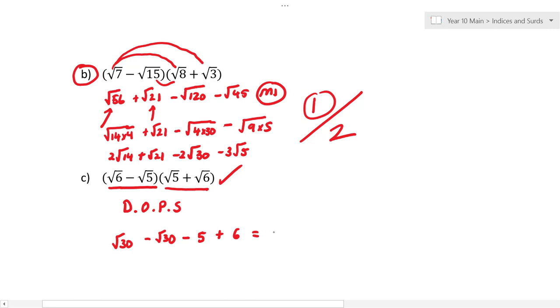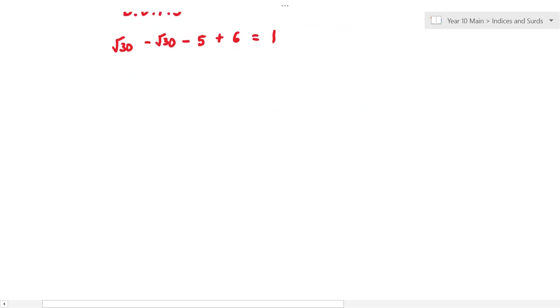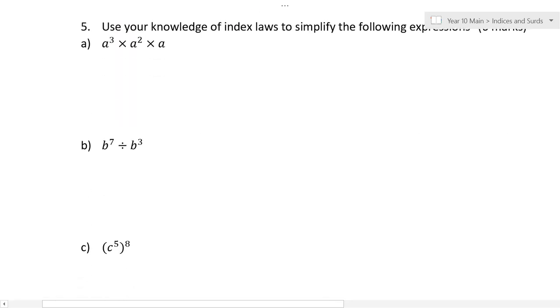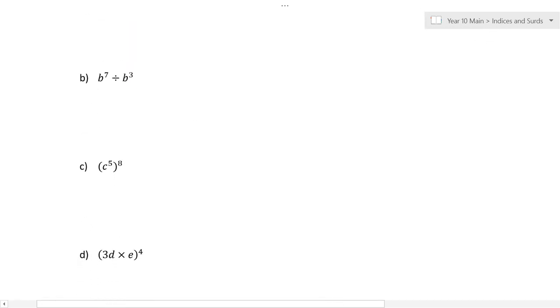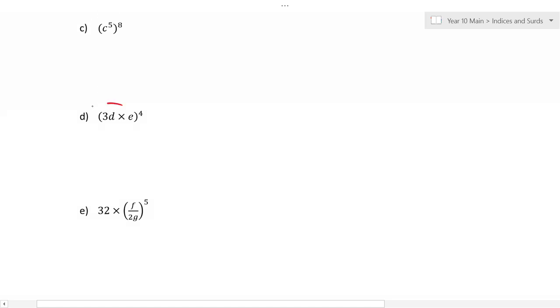6 minus 5 is equal to 1. Okay, so we probably got at least half the students. These questions were all done really well with the exception of this one, because a lot of students, it's 3 to the power of 4. Remember, there's a little 1 here.